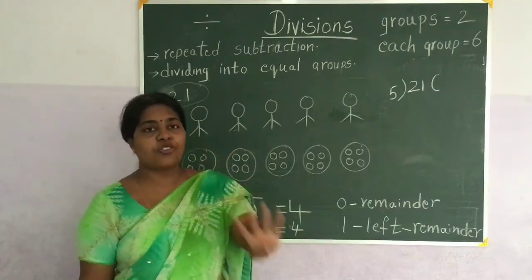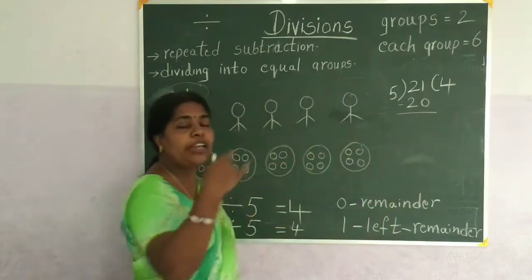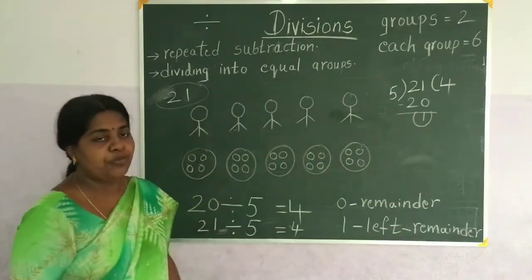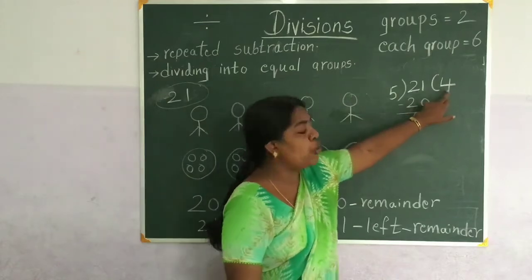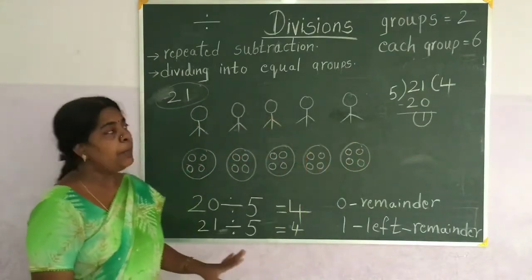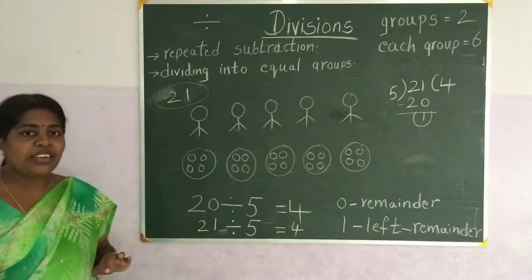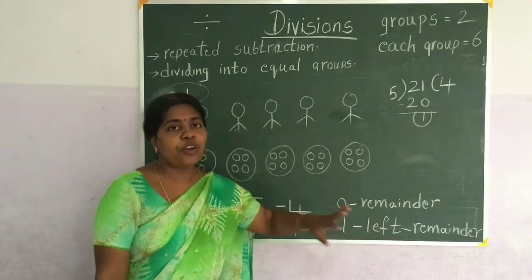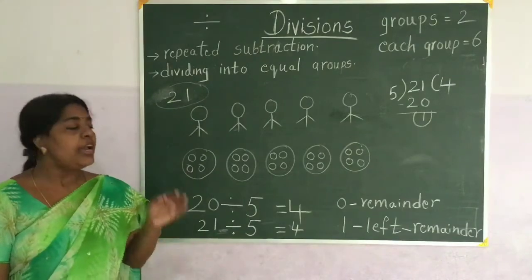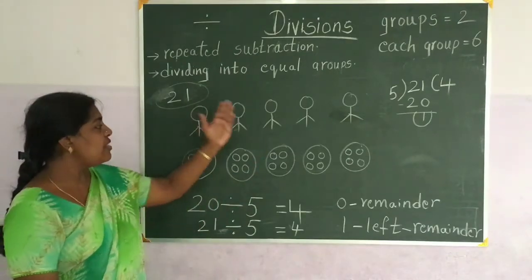So we will take 5 fours are 20. Now subtract, 21 minus 20 is 1. So this 1 is the leftover laddu. So here this 1 is remainder, 4 is quotient, 5 is divisor, 21 is dividend. So sometimes we can't distribute equally. So in that case we will be left over with something. So the leftover number in division, when anything cannot be distributed equally, is called remainder.